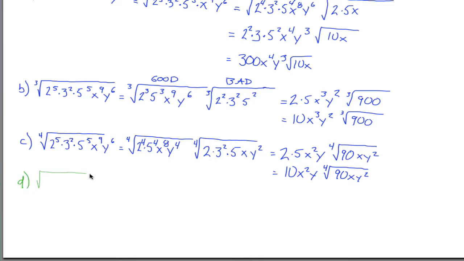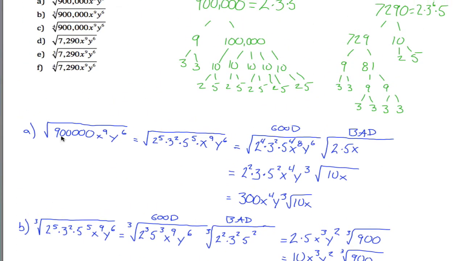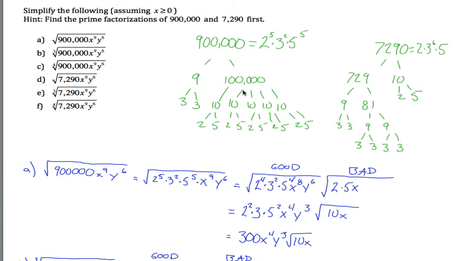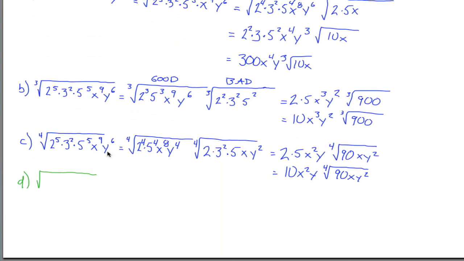For D, I want the square root of 7,290 x to the 9th, y to the 6th. And 7,290 is 2 times 3 to the 6th times 5. So I'm going to break that up into 2 square roots. Just 1, 2, so that has to go on the bad side. I guess I should keep writing these.